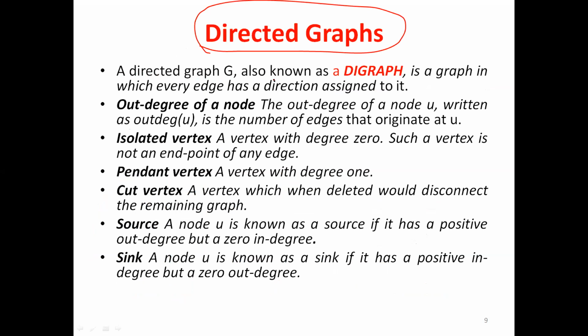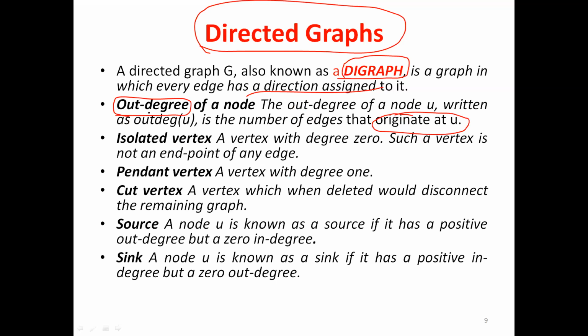A directed graph G is also known as a digraph. Hereafter, we should call a directed graph a digraph. Every edge has a direction assigned to it, as you know very well. What is out degree? Out degree is nothing but edges coming out, originating from a node U. If there are 5 edges originating from a particular node U, I call the out degree of that node 5. That is out degree.